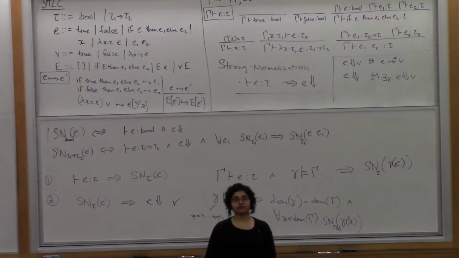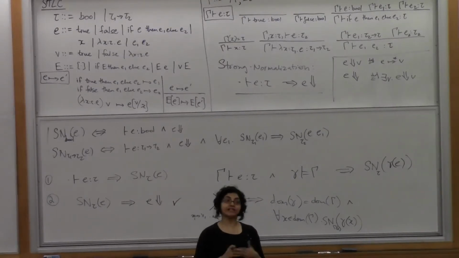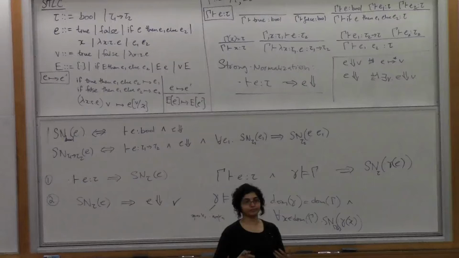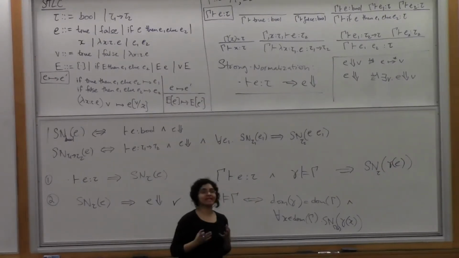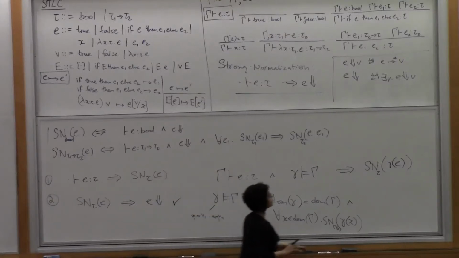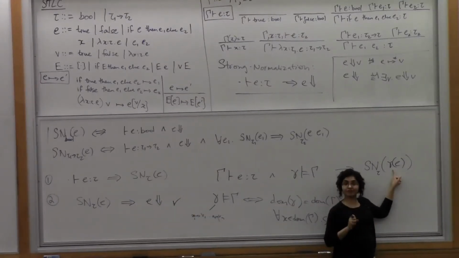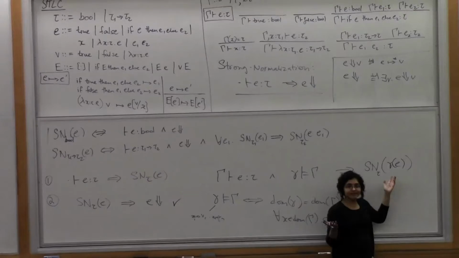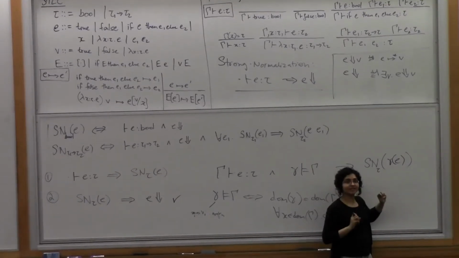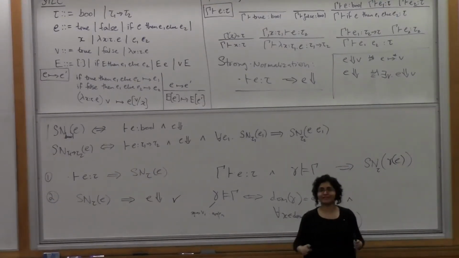I need these values to have a certain property. I need them to be strongly normalizing in order to push my proof through. I need them to be well behaved in certain ways so that when I plug in these well behaved values, in this case the well-behavedness is that these values are also strongly normalizing. What does it mean for values to be strongly normalizing? Let's pause there for a second.